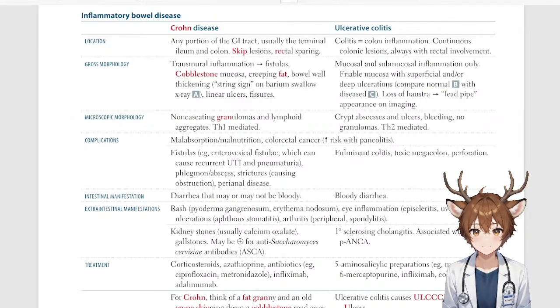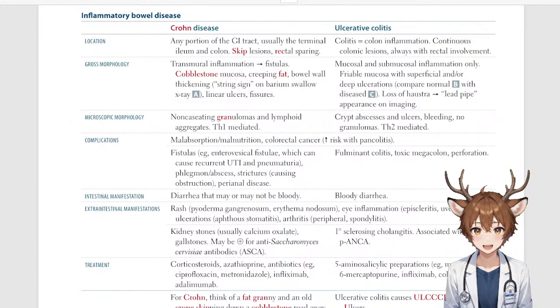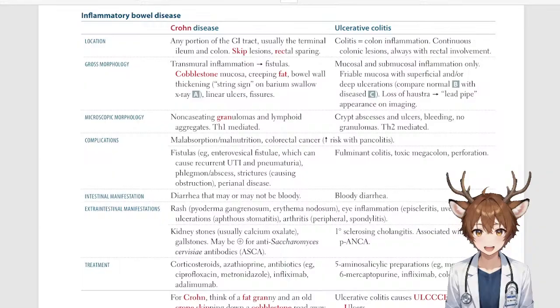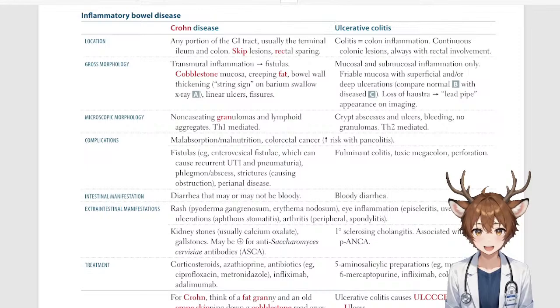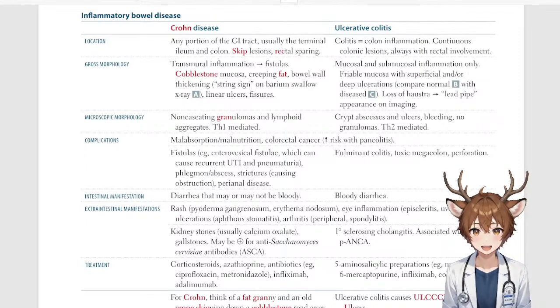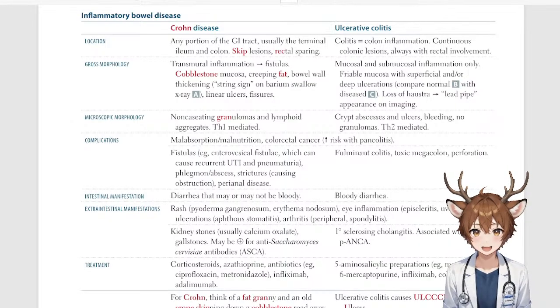UC will have crypt abscesses, ulcers and bleeding, but they will have no granulomas. Crohn's has granulomas that are non-caseating. UC will not have granulomas at all. Both, again, have malabsorption and malnutrition, colorectal cancer, and increased risk of pancreatitis, but UC has fulminant colitis, toxic megacolon, and perforation. Those are possibilities you can get.